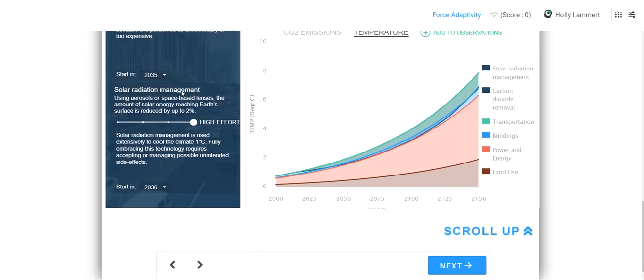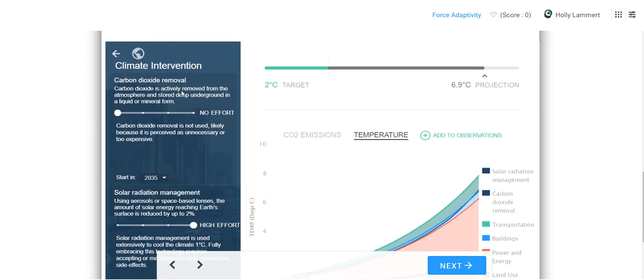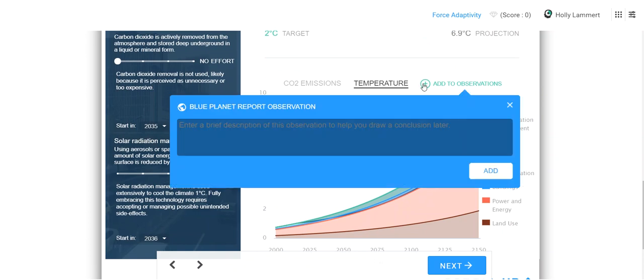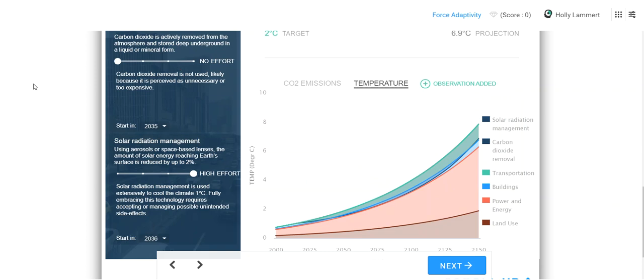So of these two, which one is more effective? And you might add that to your observation. Talk about these interventions. And then say your things. I got a dog in my hand, so it's hard to type. All right, next screen.